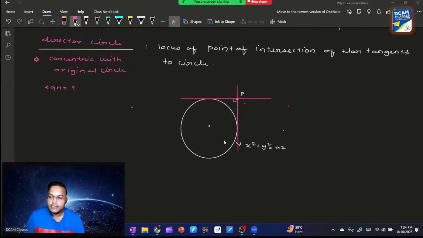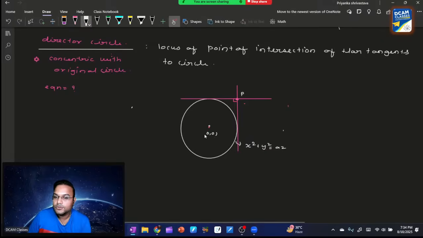It's actually very easy, not difficult. If they are perpendicular, you already know they are concentric. The center of this original circle was 0, 0. So obviously our new circle center will also be 0, 0. The only thing left is to find out the radius. The radius of this circle is a. This is also a. This is a. So this distance is a.